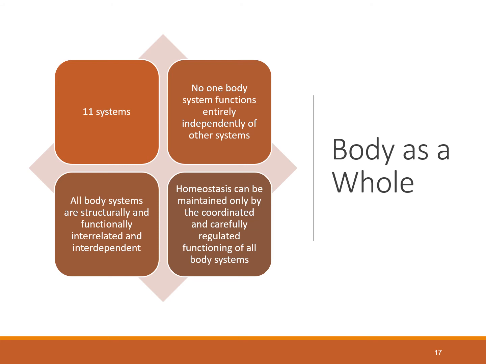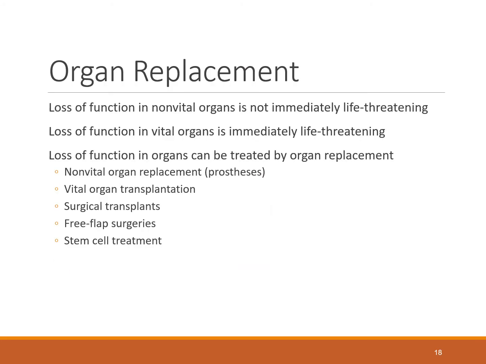Now, it's not only with aging. Sometimes there are diseases or genetic mutations that cause something to go wrong. And in that case, sometimes we can use prostheses or organ donations to help those systems become fully functioning again. So we're going to talk about some of those things. First, we're going to talk about organ replacement.